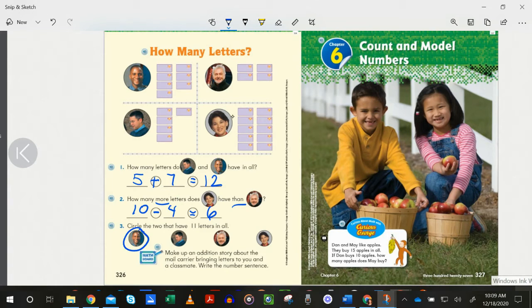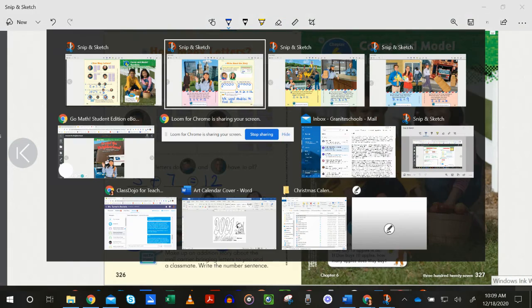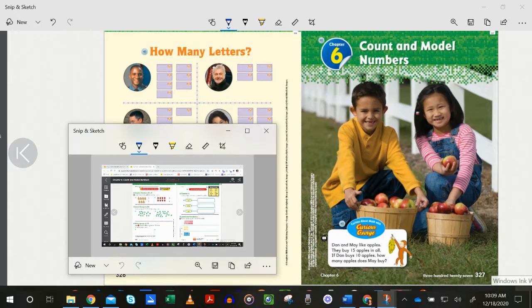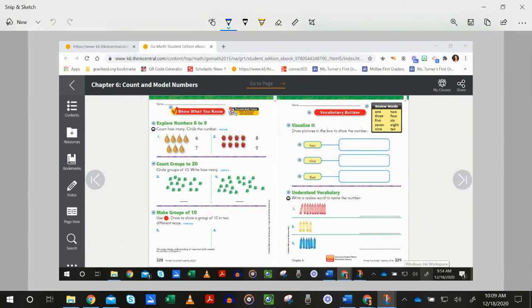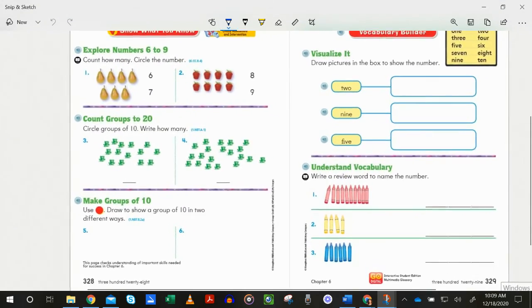7 and 4. Okay, one of the ways to make 11 is 7 plus 4. Okay, so now that we've done that, we are going to look at chapter 6, the introduction, and just get our minds going for what we're going to be doing in this chapter. A lot of this chapter is going to be about counting. So that's what we're going to focus on right now.